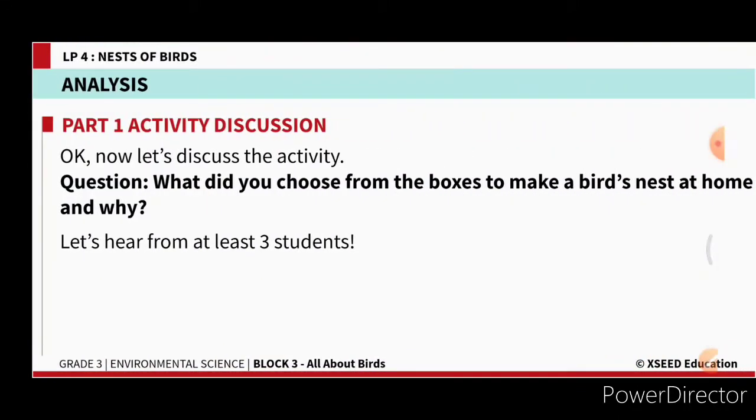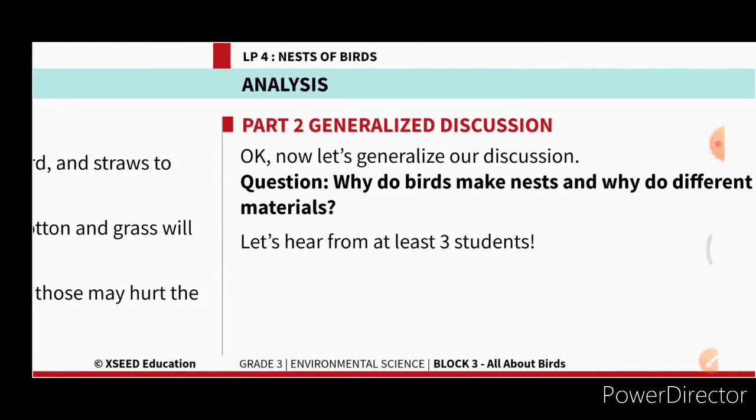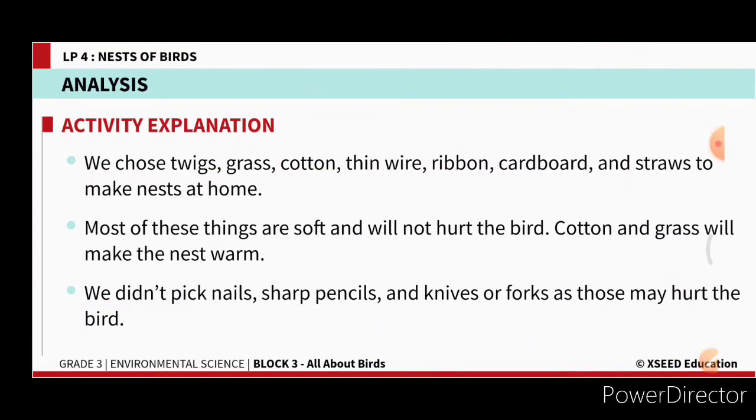What did you choose from the boxes to make a bird's nest at home and why? We chose the leaves, the straw, the twigs, the cotton ball, the ribbon to make nests at home. Let's read the first point. We chose twigs, grass, cotton, thin wire, ribbon, cardboard, and straws to make nests at home. Most of these things are soft and will not hurt the bird.